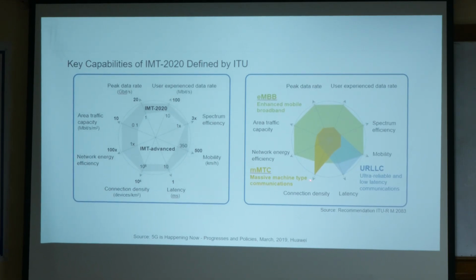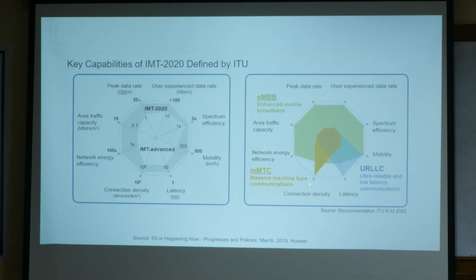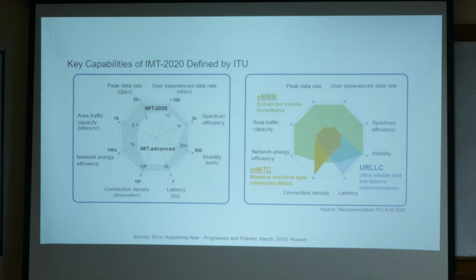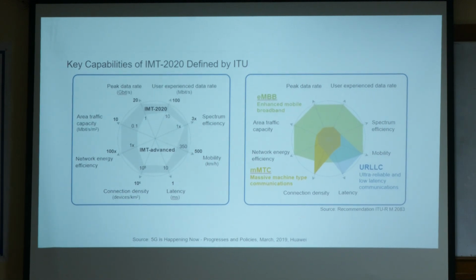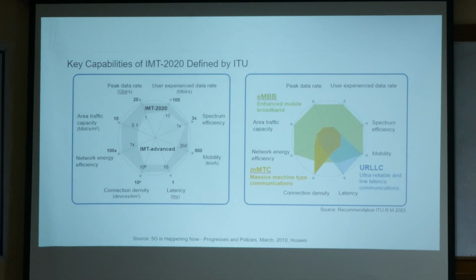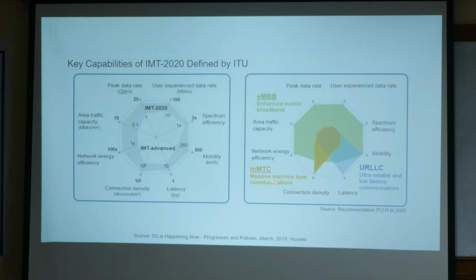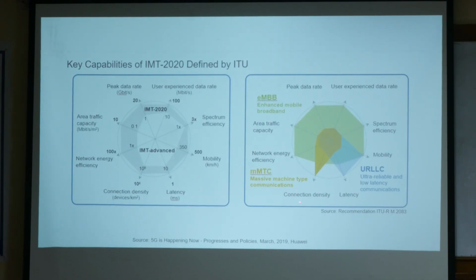And at the same time, with massive machine type communication, people are getting around 10 to the power of 6, that means 1 million devices you can connect in 1 square kilometer. That type of connectivity it is trying to provide you. That is what we refer to as massive machine type communication.